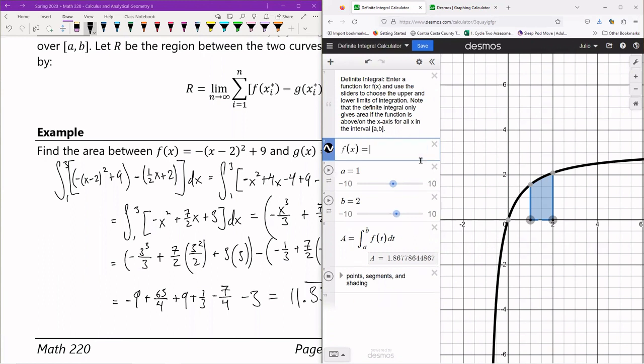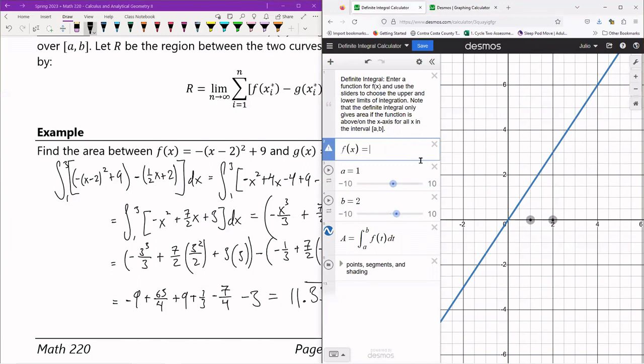There we go. And delete. There we go. And I just get to plug in this thing directly. Okay. I'm going to plug in the exact integral that I'm talking about. This one right here. I'm going to plug in all of that. And then I can move my limits around to what I need.